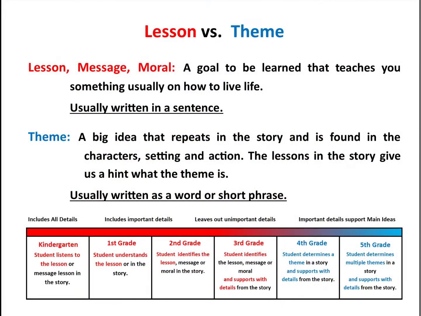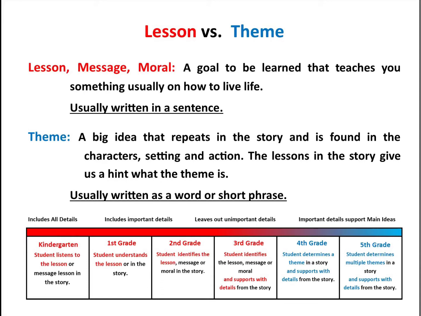So let's look at the difference between lessons and themes. This is a pretty big deal. This really changes in fourth grade. So a lesson, also called a message or a moral, is a goal to be learned that teaches you something, usually on how to live life. It's usually written as a sentence. Lessons are like, be good to your neighbor, help out your mom and dad, make sure you finish your homework. Those are lessons that we learn.